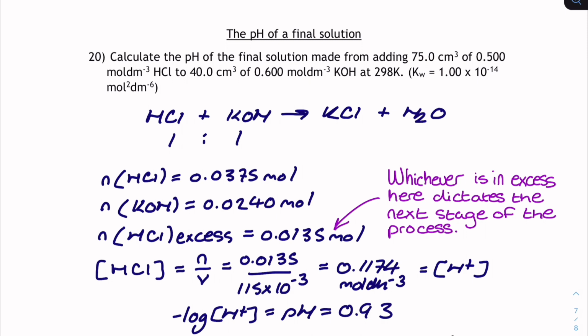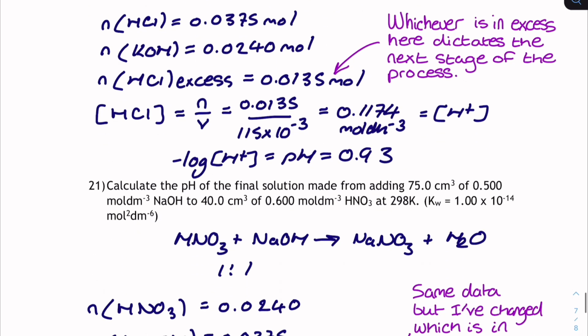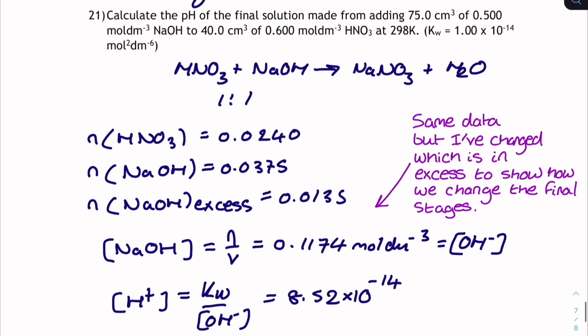What if I reverse the roles? Well, in the next scenario for question 21, hopefully what you notice here is I've got the same data as the previous question, it's just I've swapped round the roles here. So I've swapped round the acid for an alkali and the alkali for an acid. So this time I've got nitric acid, strong monobasic acid, strong base of sodium hydroxide, and using the same data but the other way around, it's now the sodium hydroxide that's in excess. So I turn that number of mole value here into a concentration of sodium hydroxide, and I end up with the same concentration as the HCl in question 20.